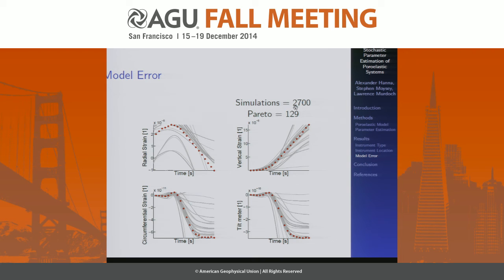And so this is showing how we're fitting the data. So we ran 2,700 simulations, and the 129 best solutions still don't fit the data very well. Some of them fit some of the data well, but no one solution can fit all the data well, which makes sense. There doesn't exist a parameter set that can explain the data that we measured because there's a conceptual model error.